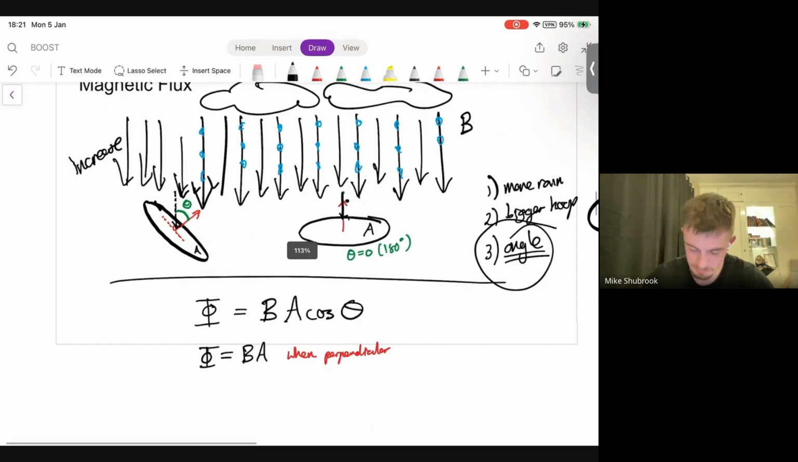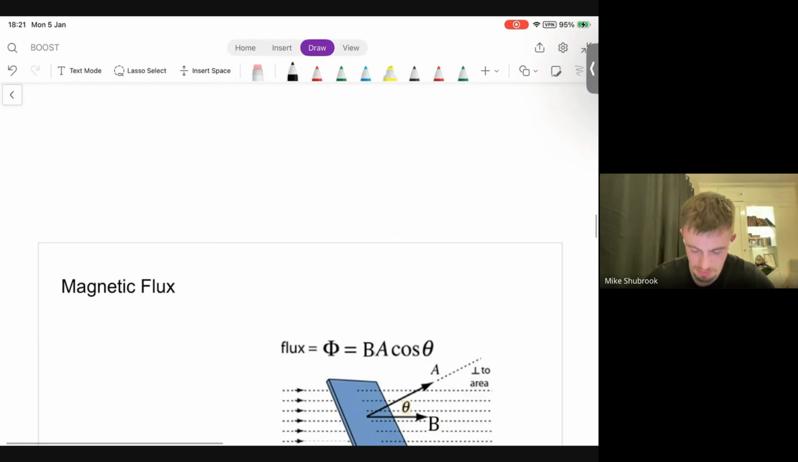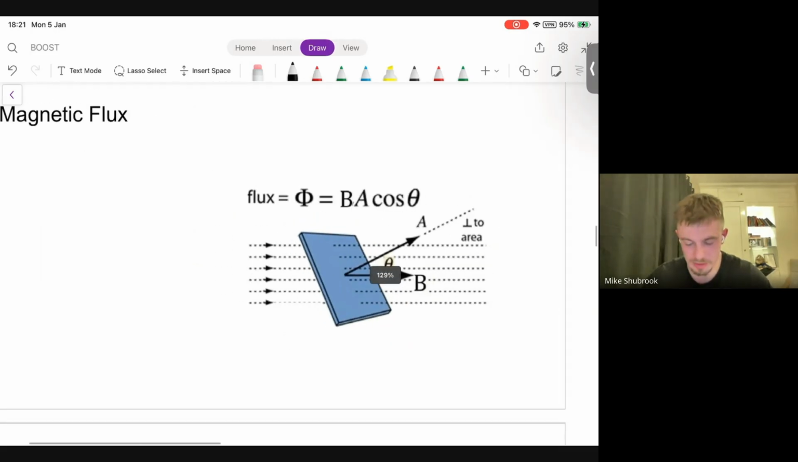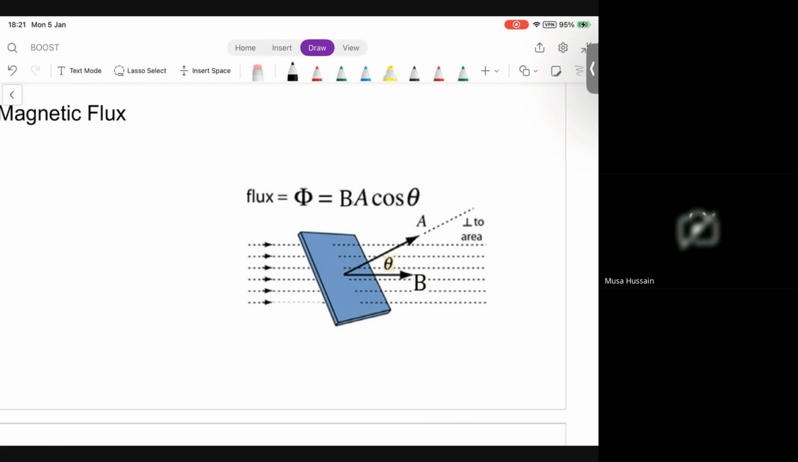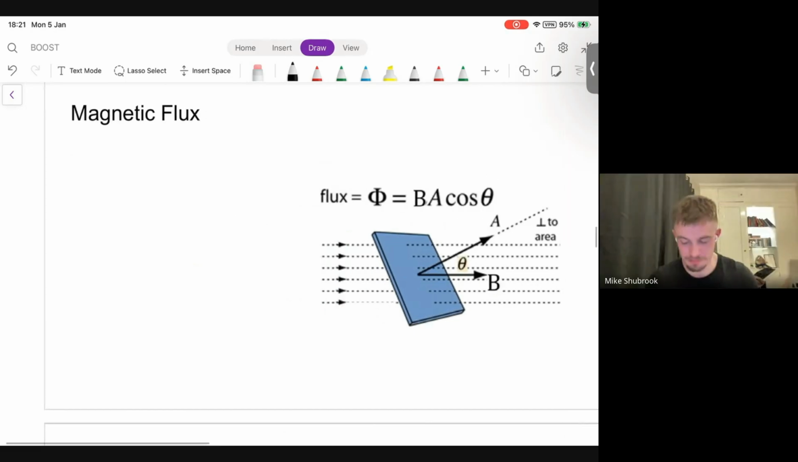Okay, so that is essentially what magnetic flux is here. Musa, are there any units for flux? Perfect question. Good. So let's have a look, because we know that the units on the left must be equal to the units on the right.